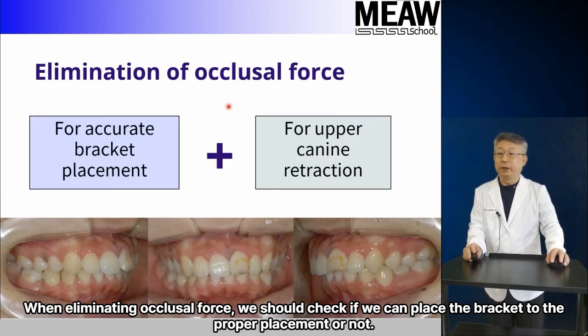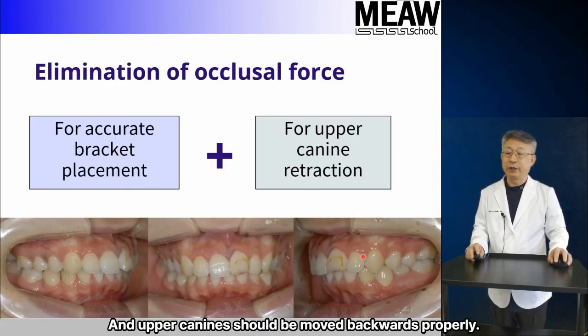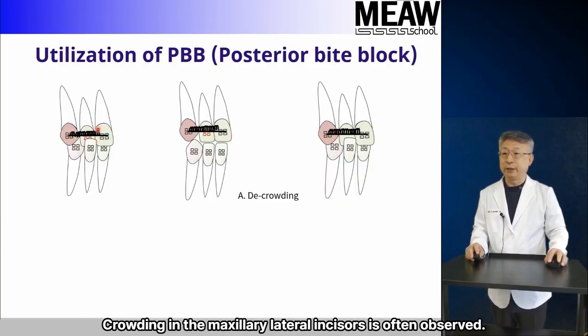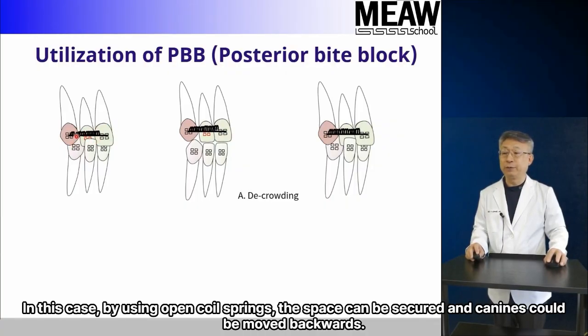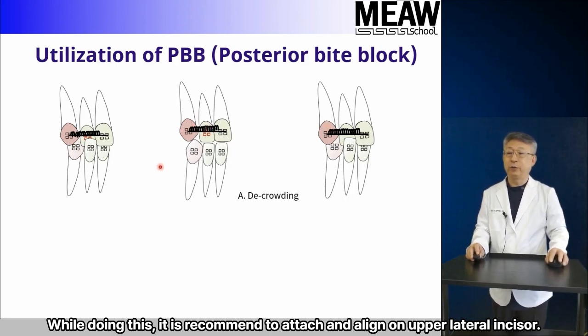When eliminating occlusal force, we should check if we can place the bracket in the proper position or not. And upper canines should be moved backwards properly. Crowding in the maxillary lateral incisors is often observed. In this case, by using open coil springs, the space can be secured and canines could be moved backwards. While doing this, it is recommended to attach and align the upper lateral incisor.